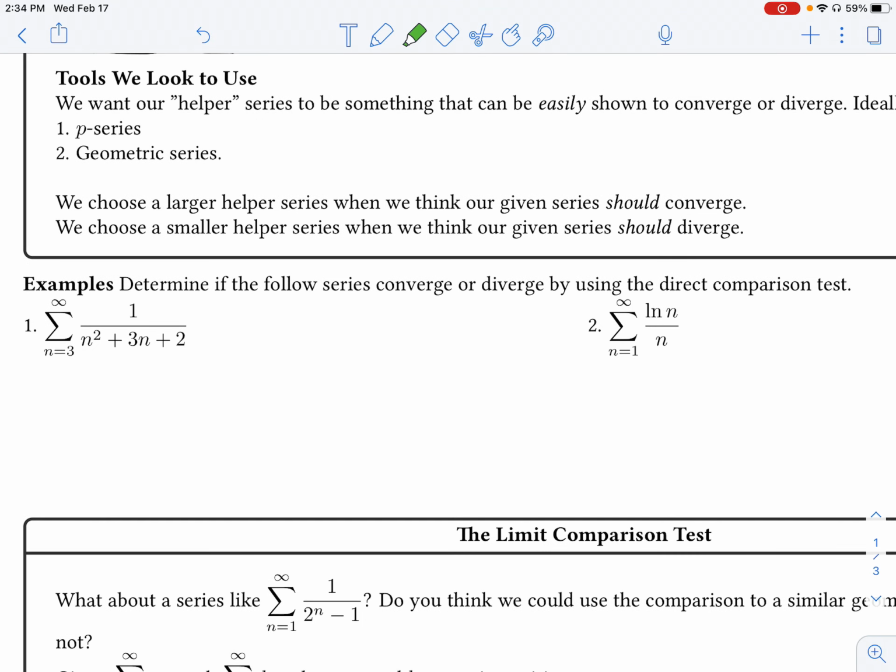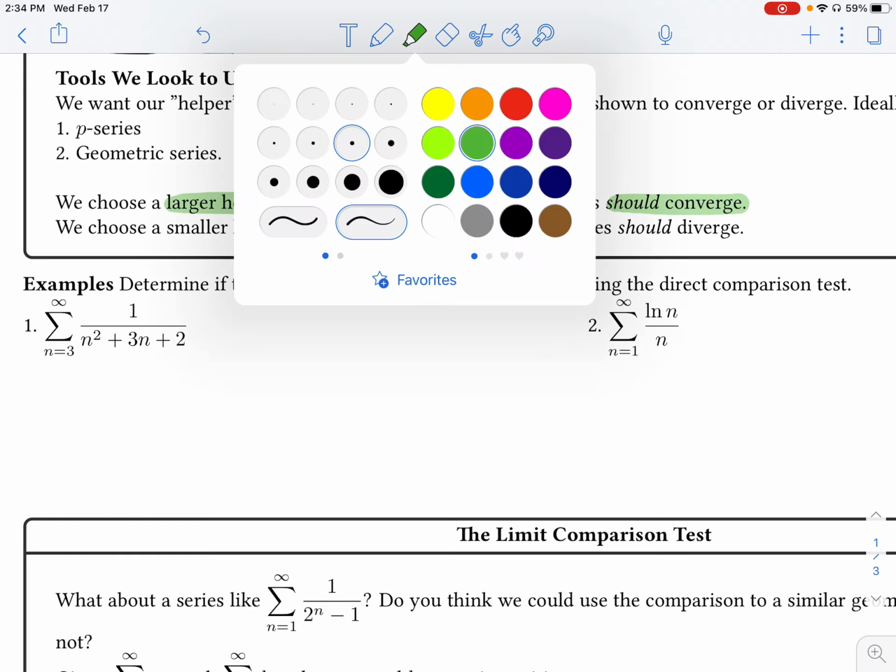And this part is actually pretty important when it comes to the direct comparison test. We want to say the following. If we think that our series should converge, we want to choose a larger helper series. So pause and think about that. If you think that your series converges, you want to make sure that your larger series that you're comparing it to converges.